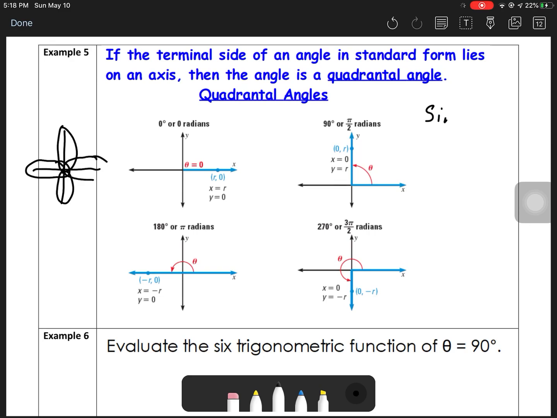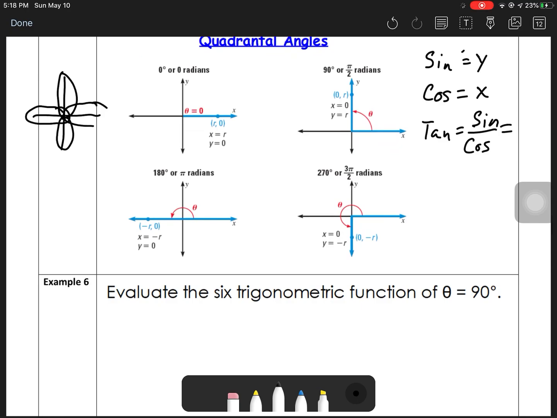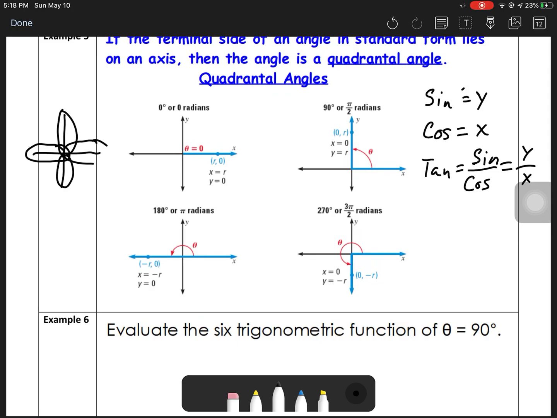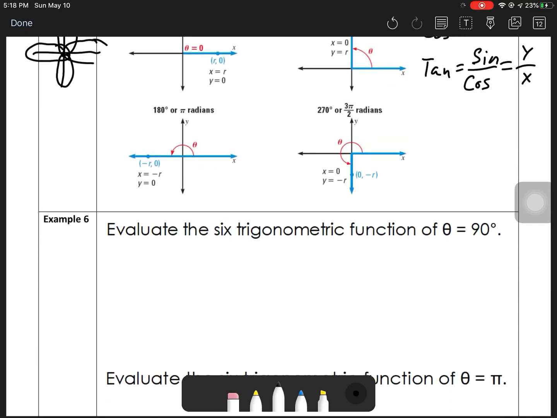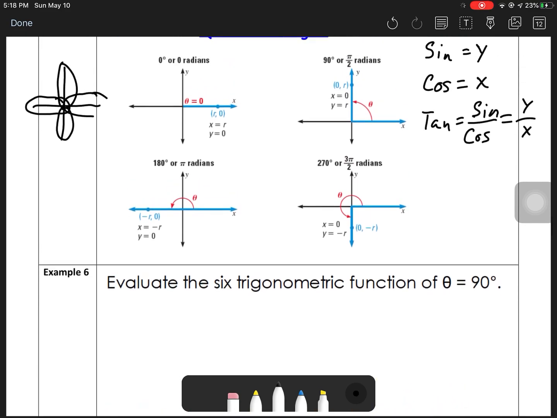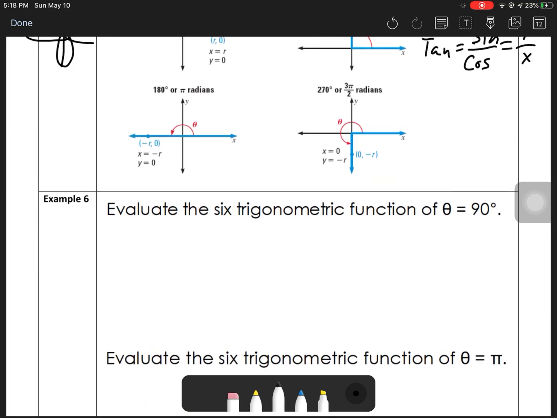The easiest way to think of this is sine is equal to the y value, cosine is equal to the x value, and then tangent is equal to sine over cosine, which would mean y over x. Okay? Because these are going to be coordinates for when we do this. So we want to evaluate the 6 trig functions of theta equals 90 degrees.